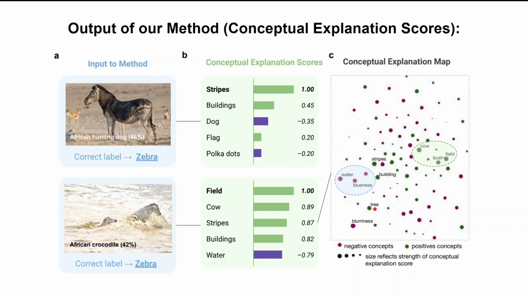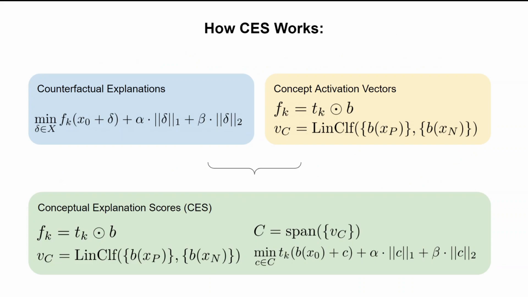We can also see, in a kind of map, the different concepts and the relationships between them that explain why the model is misclassifying. So we can see this in a more holistic way: a bunch of concepts that relate to land are missing from this image, which explains why it's not being classified as a zebra. And a bunch of water-related concepts are present in the image, which are causing it to be considered an African crocodile.